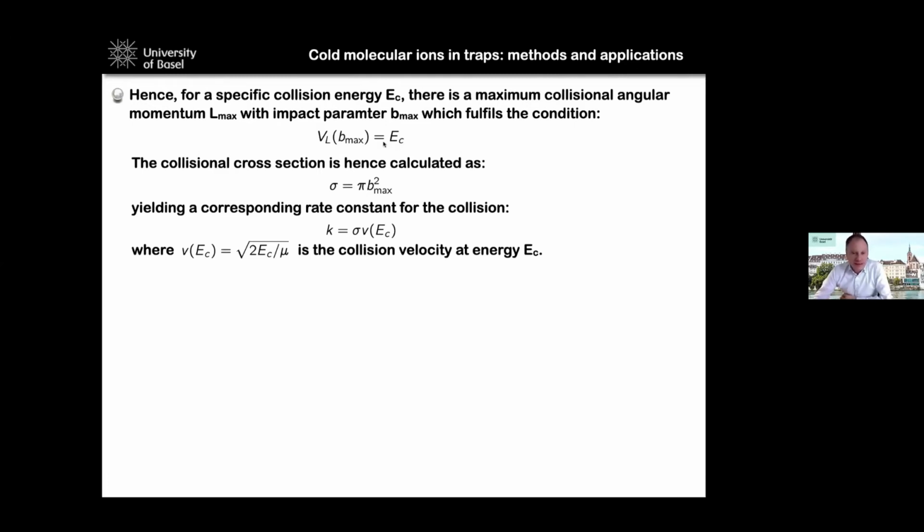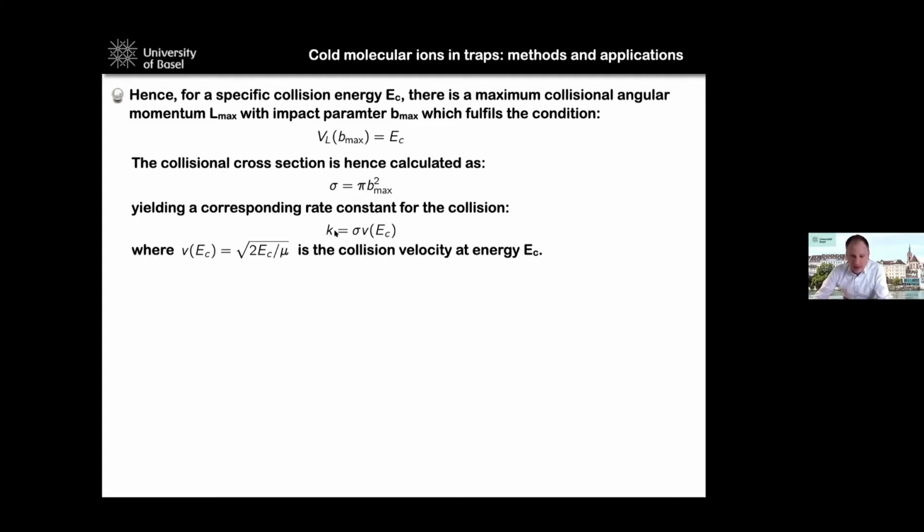Okay? So from this condition, one can work out what this maximum impact parameter needs to be so that the height of the centrifugal barrier is just equal to the collision energy. From the maximum impact parameter, one can work out the collision cross-section. And from the collision cross-section, one can then work out the rate constant for the collision. And with that, one has everything that one needs already.